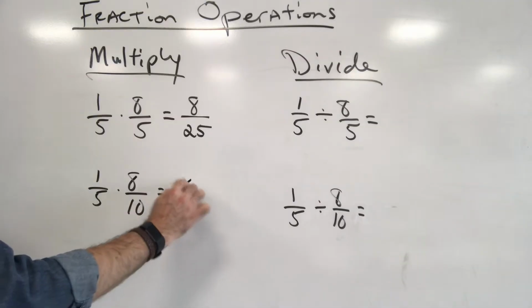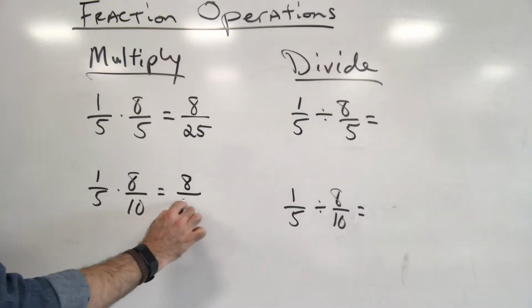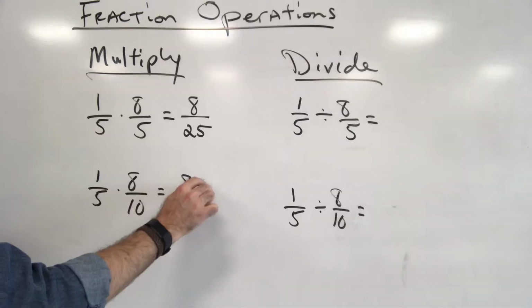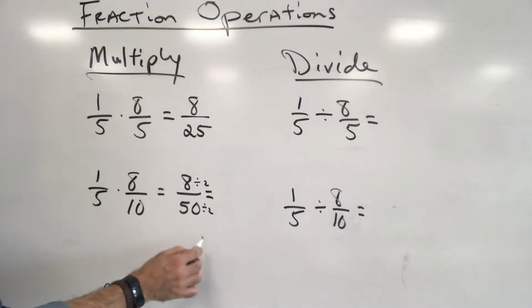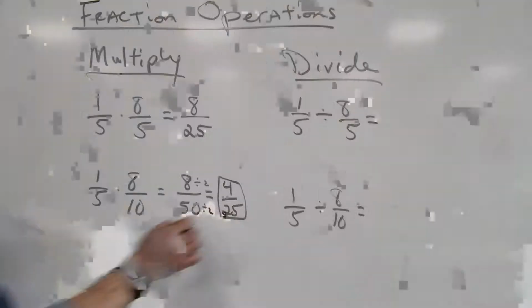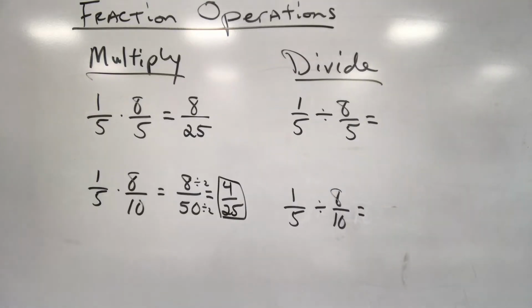Again, multiplying fractions, I go straight across the numerators. 1 times 8 is 8. 5 times 10 is 50. I can simplify that a little bit. I can divide them both by 2, and that gives me 4 over 25 for a simplified answer.